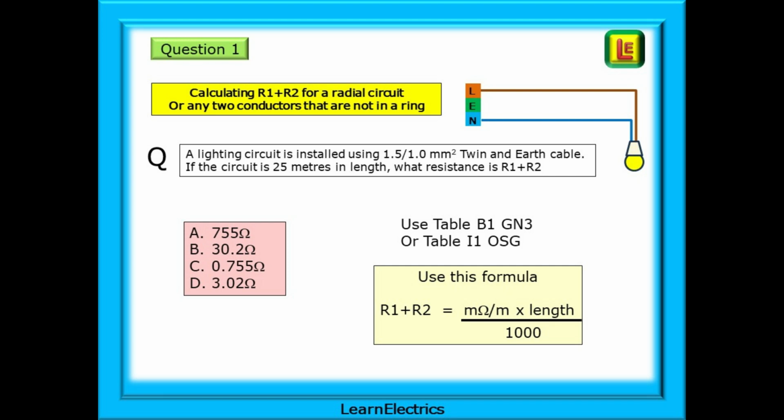Four possible answer choices are offered. Choose the correct one. This is a resistance question, so use table B1 in Guidance Note 3 or table I1 in the On-Site Guide. I've also included the formula to help you on your way. Pause the video and attempt the calculation, and the worked answer is on the next slides.